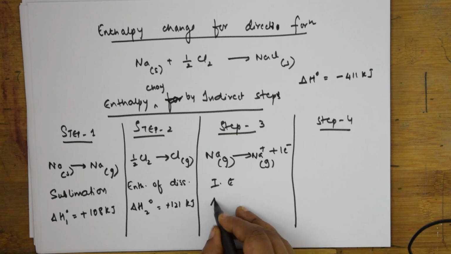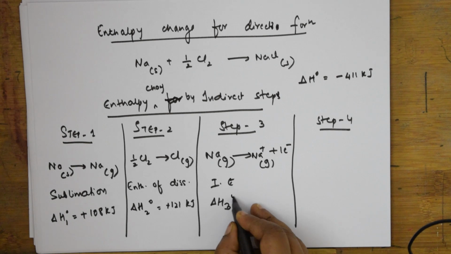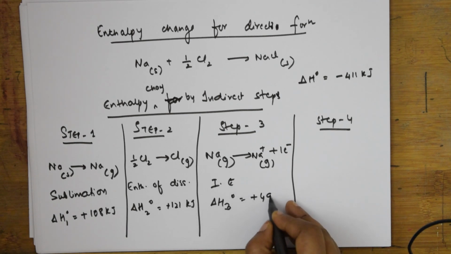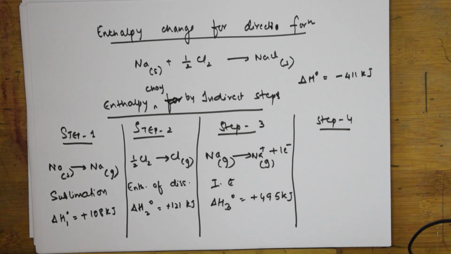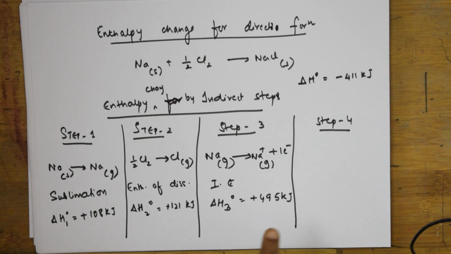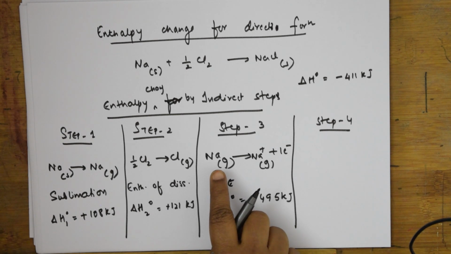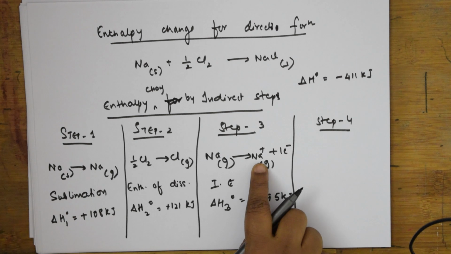Let us denote it as delta H3 naught, which is 495 kilojoules. So the ionization enthalpy is per mole: 495 kilojoules per mole of energy is absorbed when you are converting gaseous sodium atom into gaseous sodium ion.